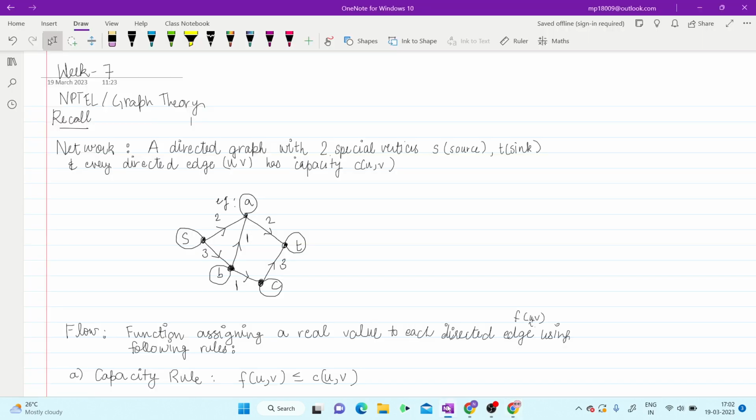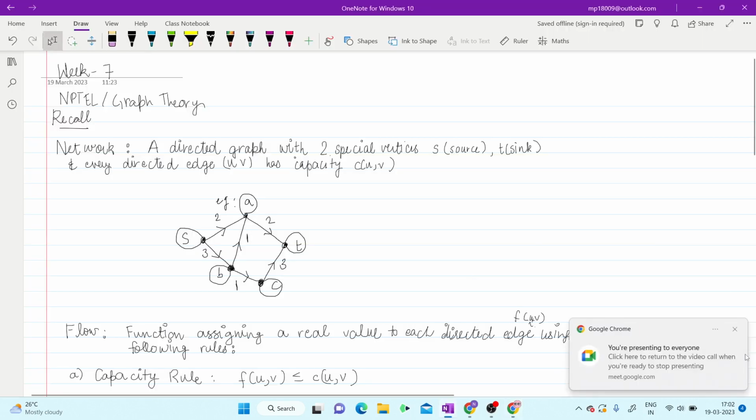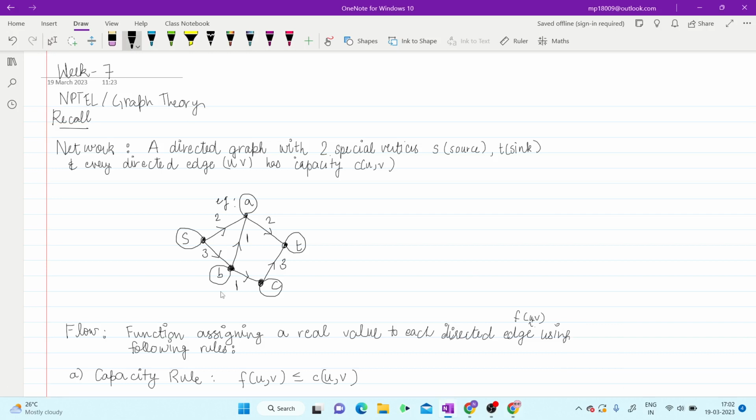First of all, what is a network? As I said, a network is a special kind of directed graph. A directed graph is just a graph where every edge has a direction attached to it. And this is a special kind of directed graph which has two special vertices, a source vertex and a sink vertex. The source vertex is a vertex from which all the edges go out, and the sink vertex is a vertex into which all the edges come in. There is no edge going out of the sink vertex.